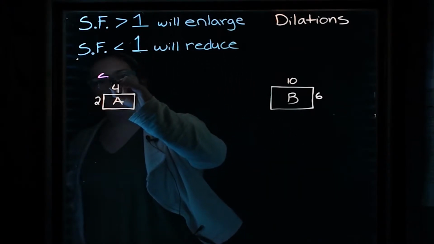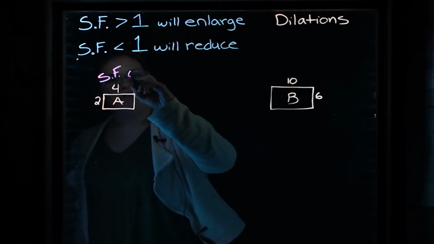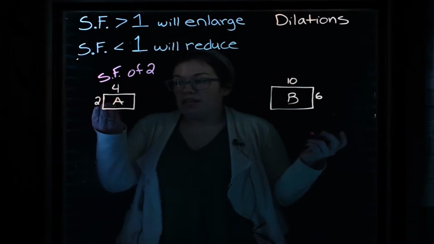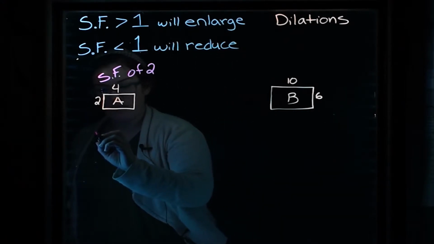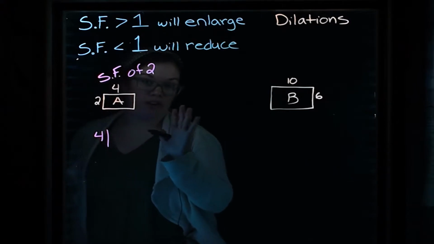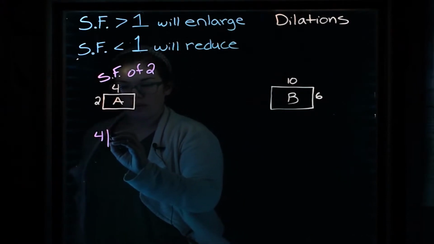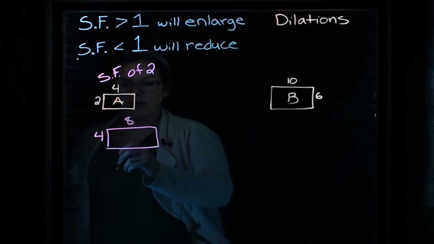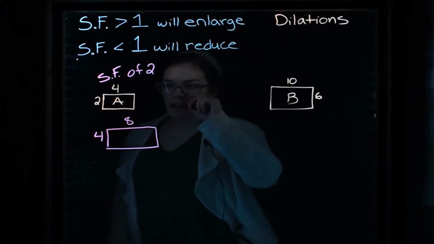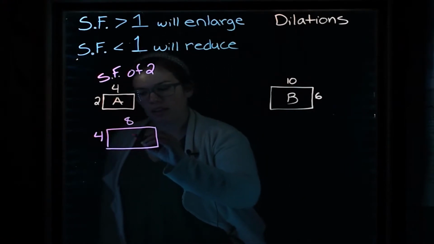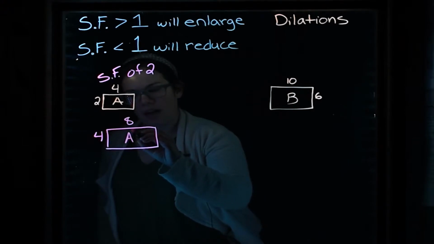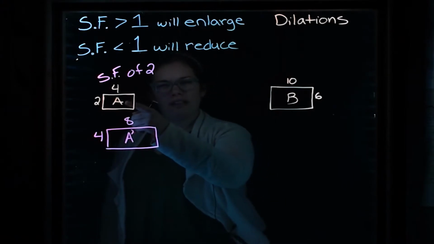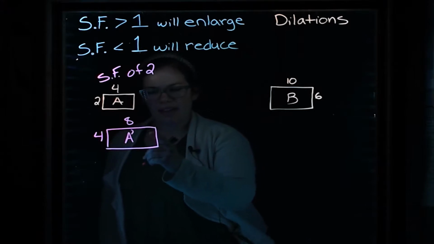Say it tells me that I have a scale factor of 2. Now, all I'm going to do is multiply each length by 2. So 2 times 2 is 4, and I'm just very roughly drawing it, and 4 times 2 is 8. So my new shape is going to be 4 by 8. Now, here's the thing. I need to label it. When I label my new shape, I label it as a prime. That's a symbol that I add right there. So now I know, oh, I started with this shape, and then I got this shape.